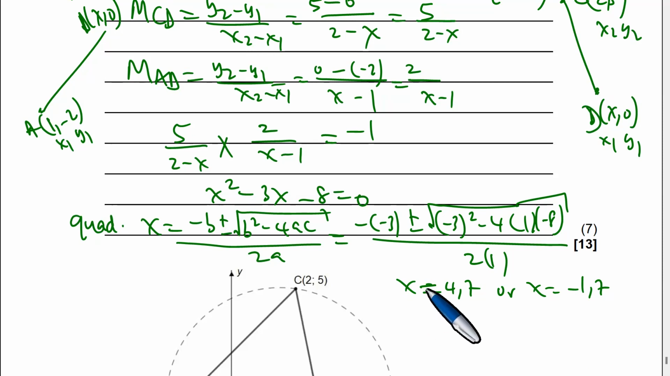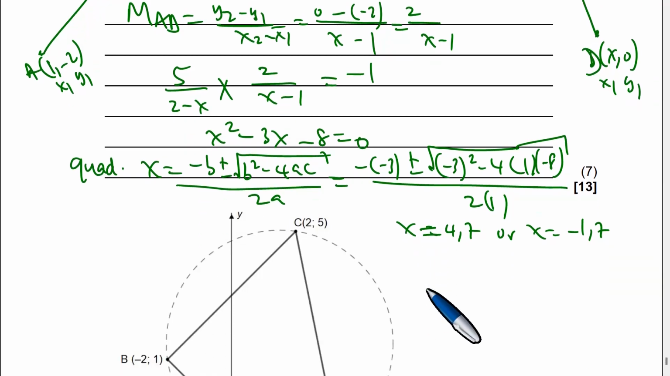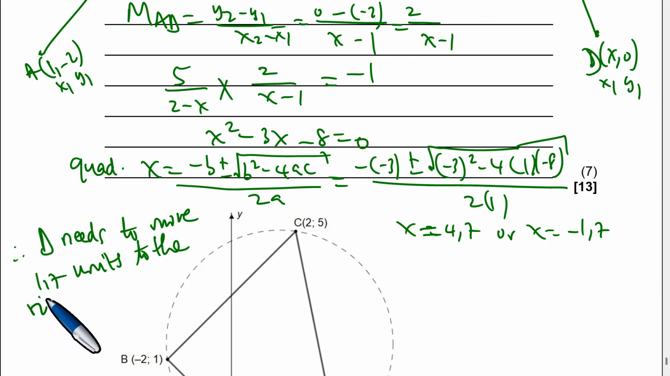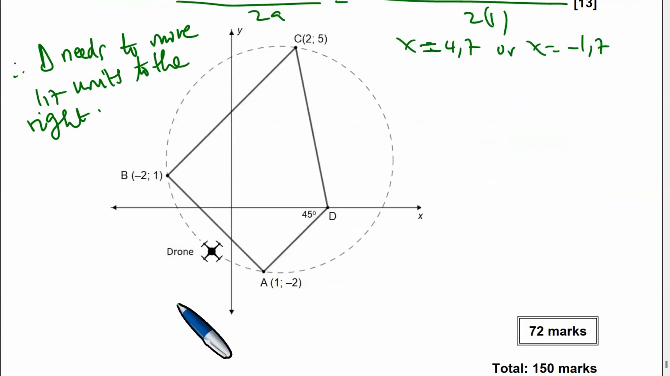So now what can D be at this point? The conclusion is that D needs to move 4,7 units to the right. D needs to move 4,7 units to the right. And then let's see what else is left.